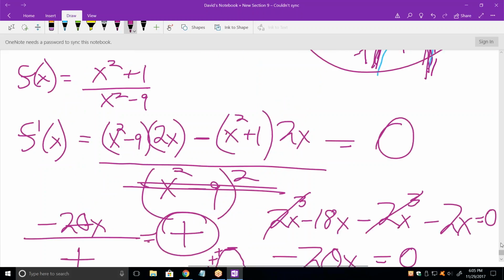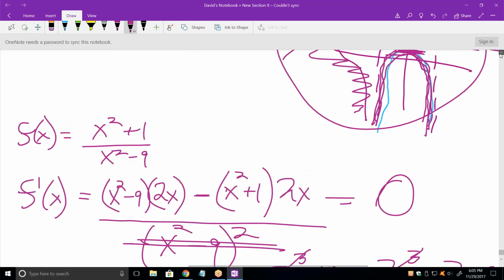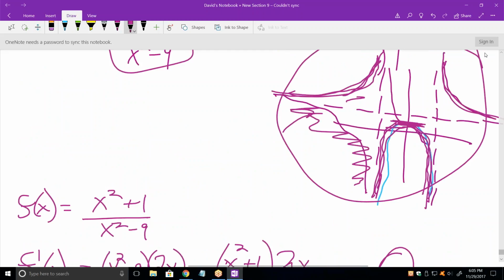Did we finish this problem? I think we did. Was there anything that we didn't answer on this previous problem? No, I think that was it. They only asked for maximums, minimums. They did ask for concavity, I guess, didn't they? No, but I guess they could ask for that on a quiz or something.